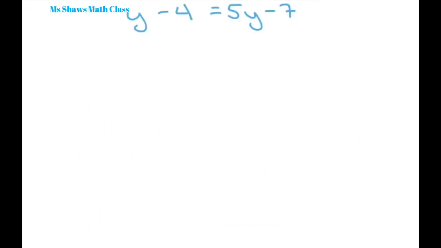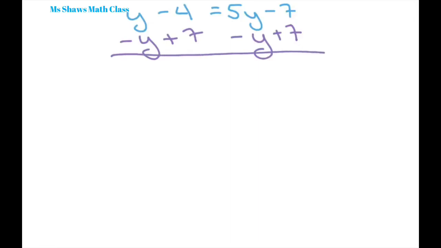Okay, the next problem is this one. We're going to do the same thing, but I'm going to take extra steps. I'm going to go ahead and move this y over here, so I'm going to subtract y from both sides. And at the same time, I'm going to add 7 using the addition property. I'm using both the subtraction and addition property so I can save some time.